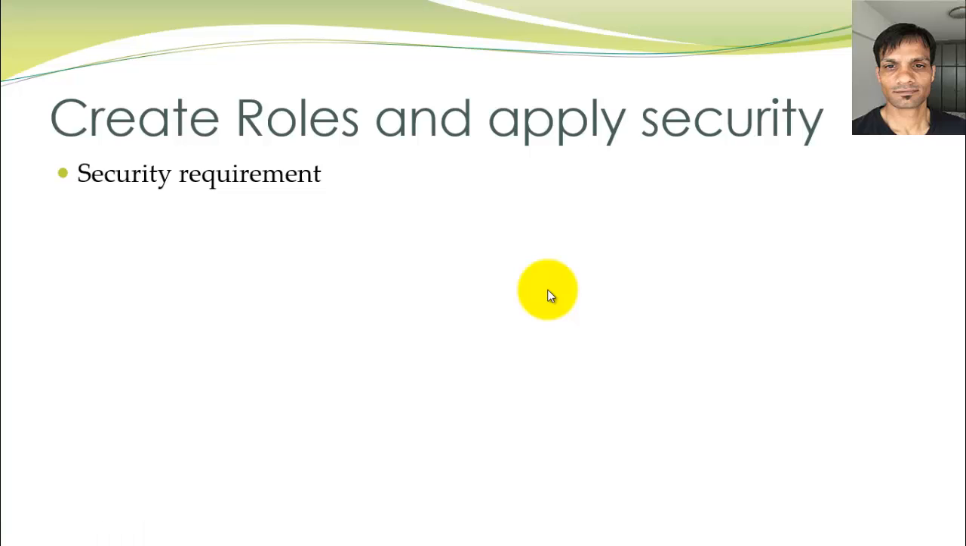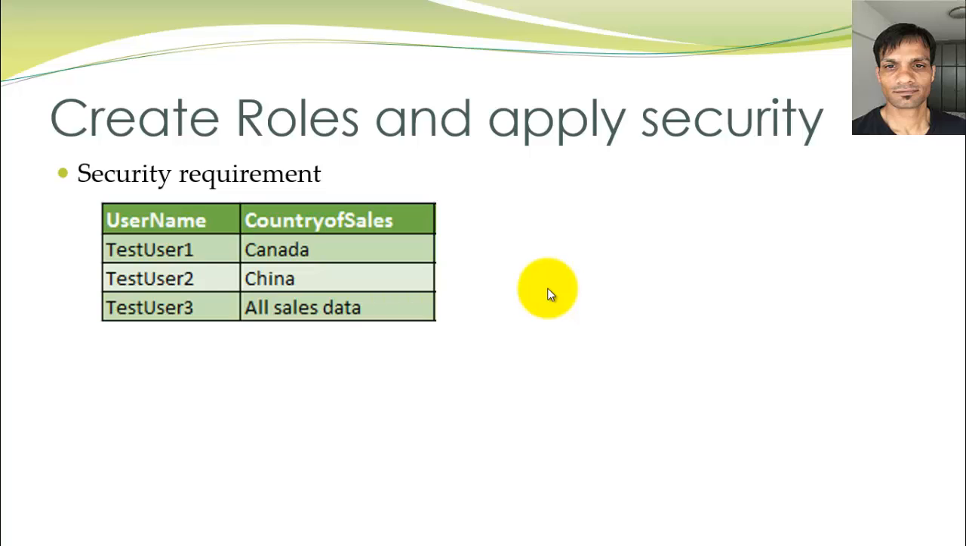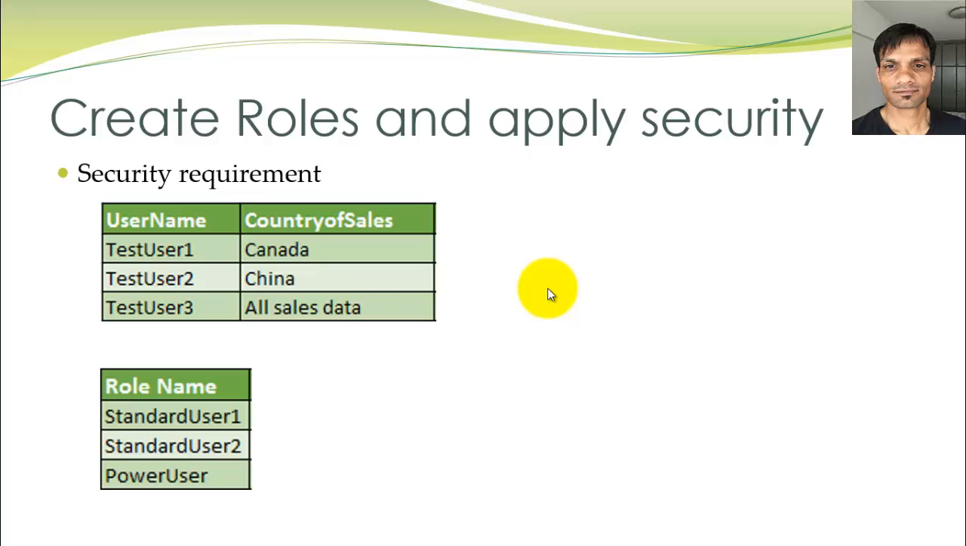Let's assume that you have 3 users, test user 1, test user 2, and test user 3. Test user 1 wants to access Canada sales data, test user 2 wants to access China sales data, and test user 3 needs to access all sales data. To achieve this, I'll create these 3 roles. I will assign test user 1 to standard user 1, test user 2 to standard user 2 role, and test user 3 to power user role.